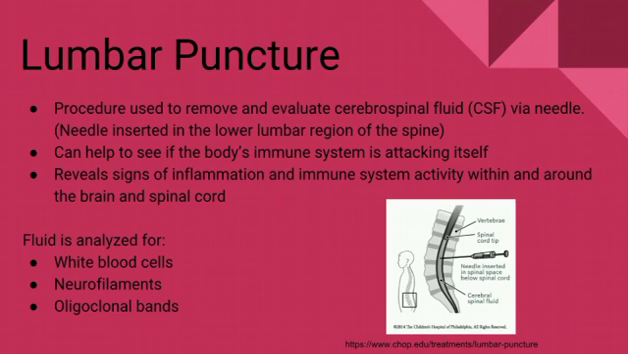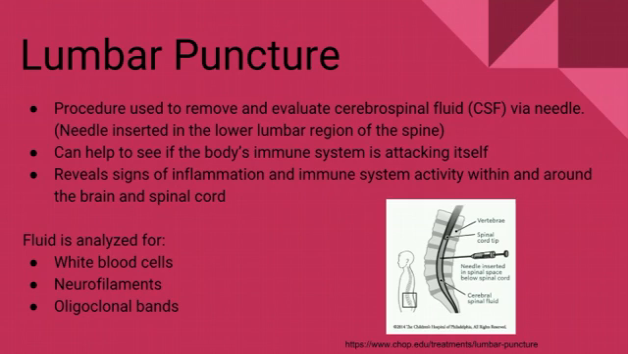So with the white blood cells, if the patient has MS, the number of white blood cells in their CSF will be approximately 7 times higher than normal. And with neurofilaments, if neurofilaments are found in the CSF, this indicates that the myelin is under attack. And with the oligoclonal bands, antibodies from the immune system cross the blood-brain barrier and attack the myelin surrounding nerves.